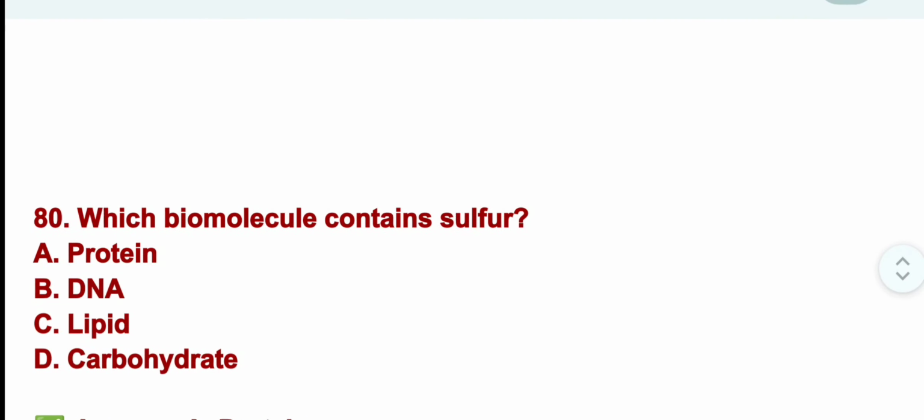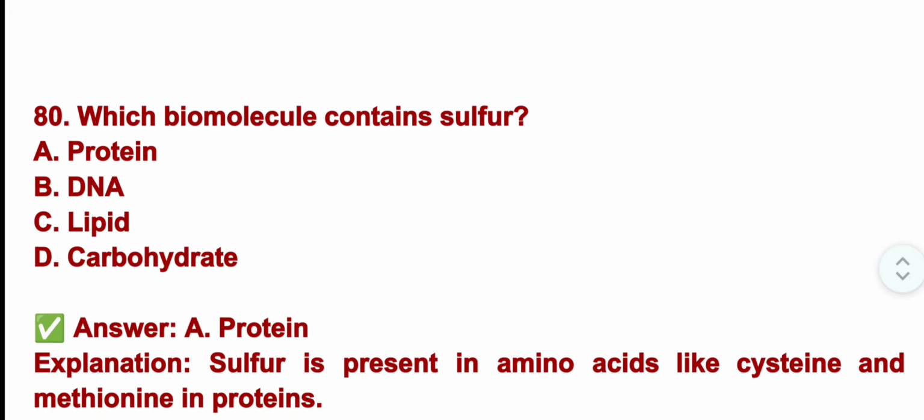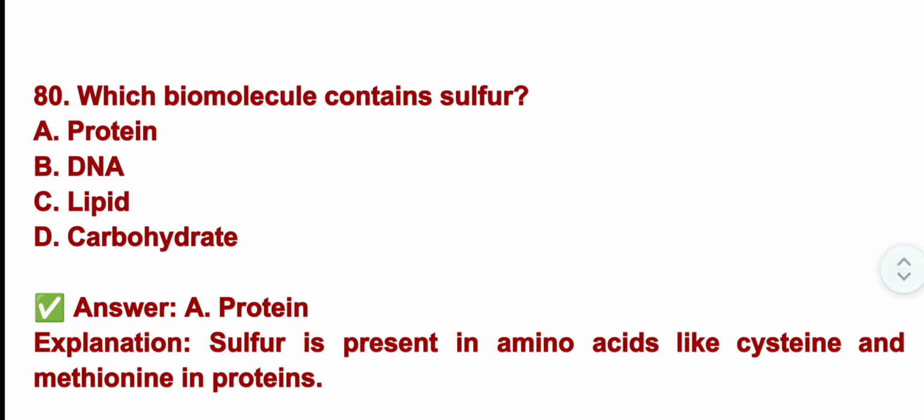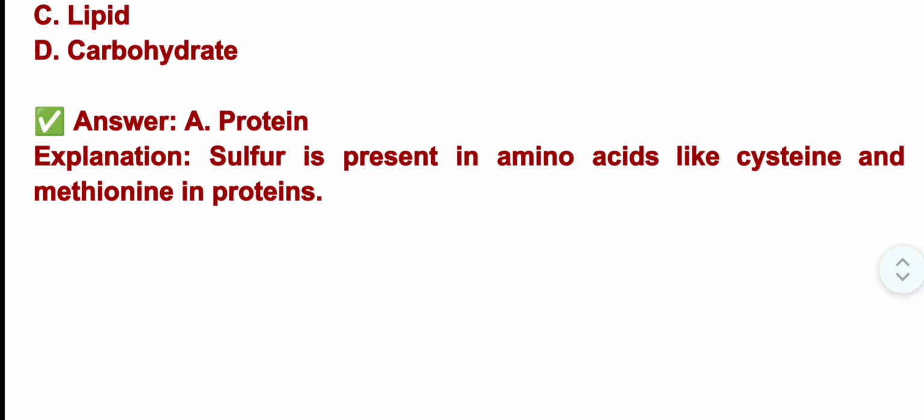Question number 80. Which biomolecule contains sulfur? The correct option is option A, protein. Sulfur is present in amino acids like cysteine and methionine in proteins.